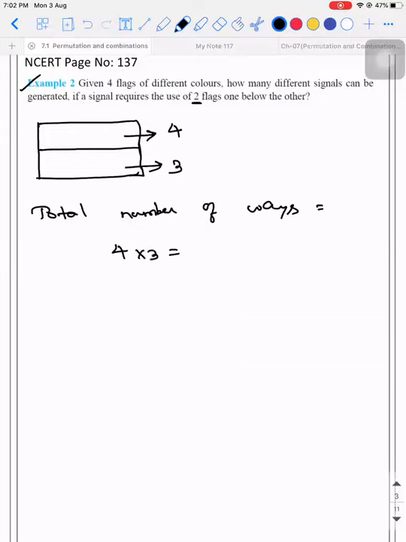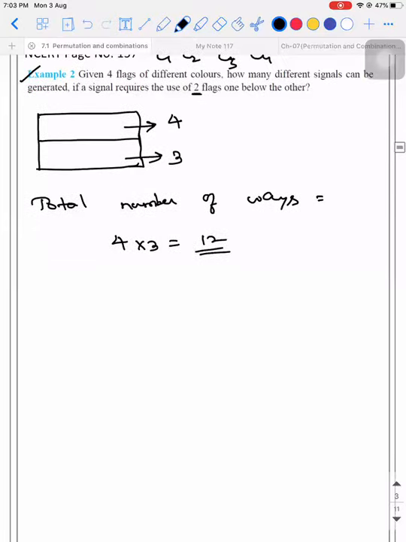4 into 3 is 12. So I will show you what they are. Let the 4 colors be C1, C2, C3 and C4. I can place C1, C2 or C2, C1. C1, C2 is one signal, C2, C1 is another signal, because this is different and this is different. Are you able to understand why I'm saying this? If I put red and orange here and orange and red here, they both are different.